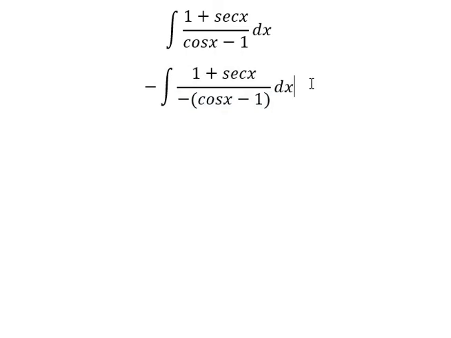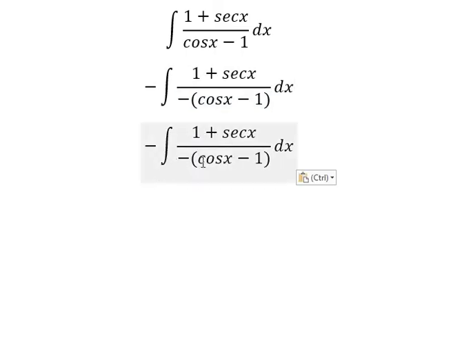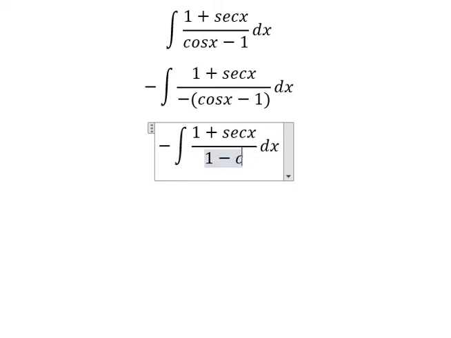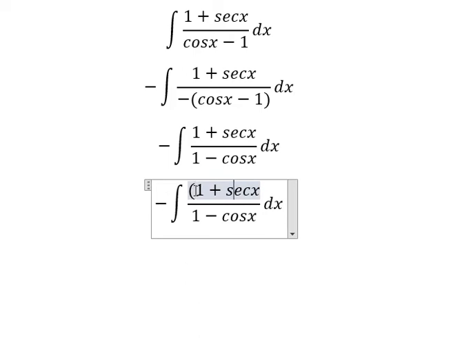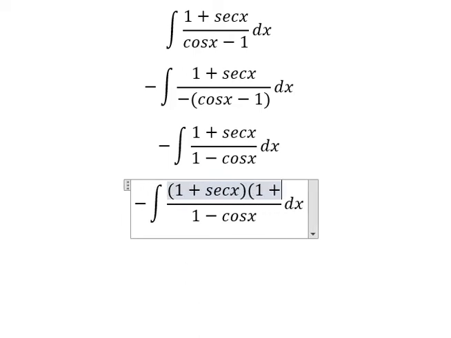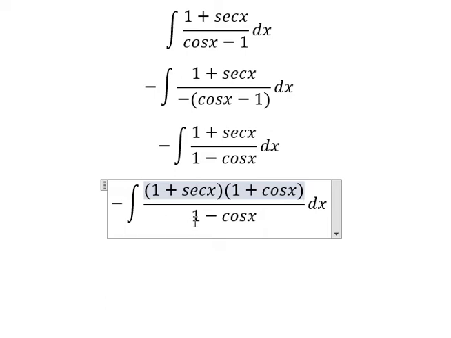So negative of cosine s minus 1 we change for 1 minus cosine s. Next, we multiply by 1 plus cosine s on numerator and denominator.